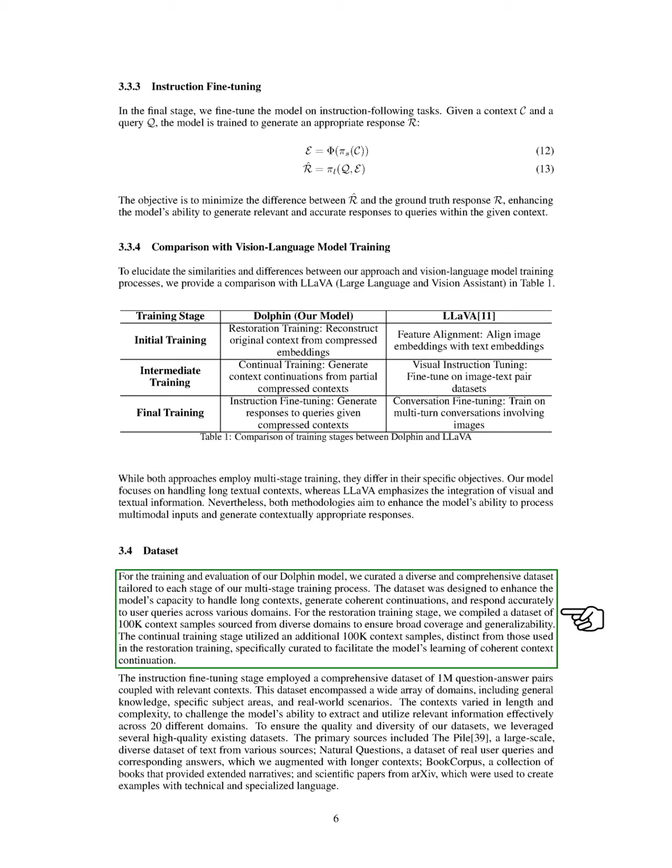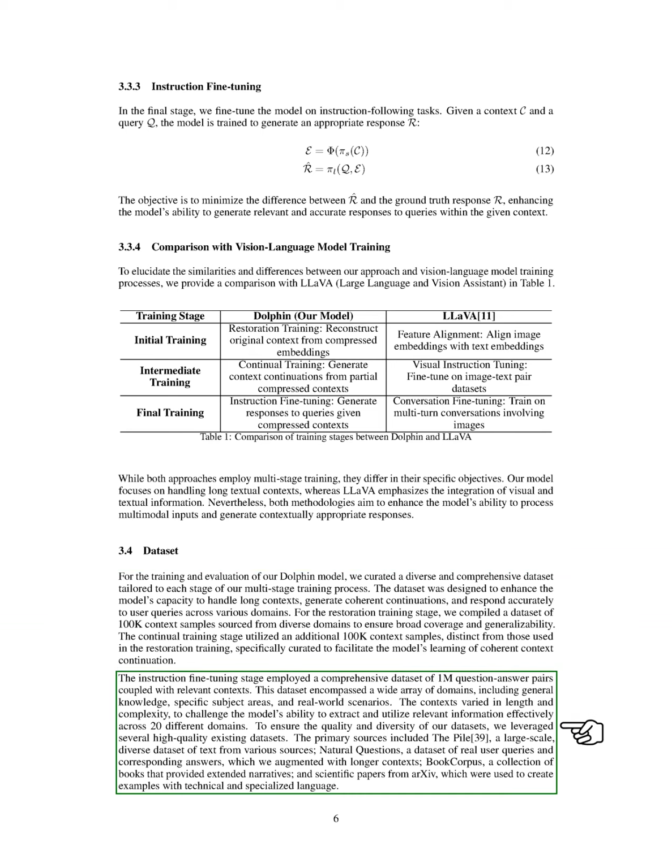For our Dolphin model's training and evaluation, we created a diverse dataset tailored to each training stage. We gathered 100,000 context samples for the restoration training from various domains to ensure broad coverage. For continual training, we used another 100,000 distinct samples to help the model learn coherent continuations. In the instruction fine-tuning stage, we employed a comprehensive dataset of 1 million question-answer pairs with relevant contexts, covering a wide range of domains and varying in length and complexity.